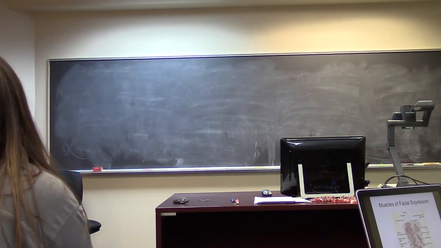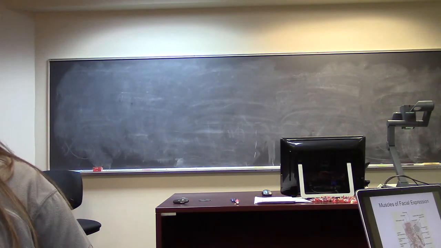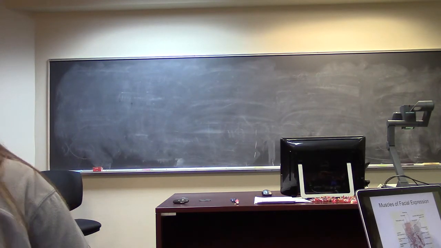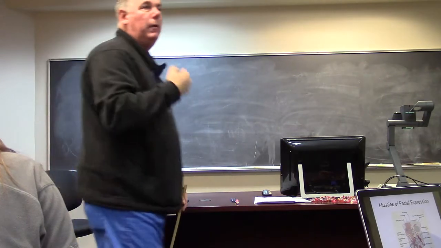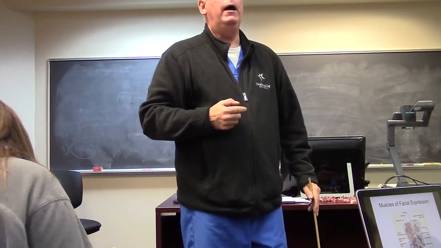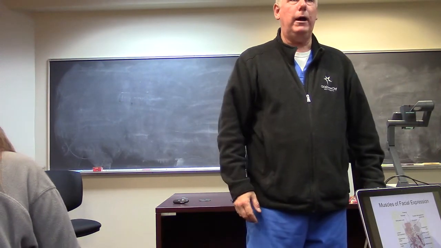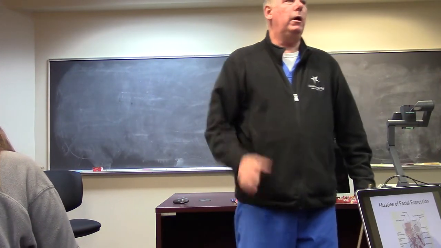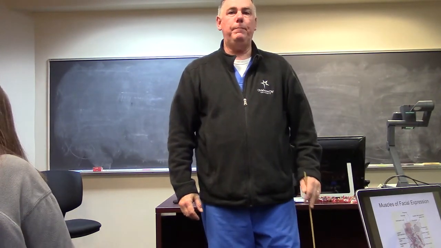Two other muscles that are important here. One is the orbicularis oculi and the orbicularis oris. These are circular muscles that go around your eye and your mouth, respectively. The orbicularis oculi closes your eye. Orbicularis oris closes your mouth, you know, like pucker. Okay?